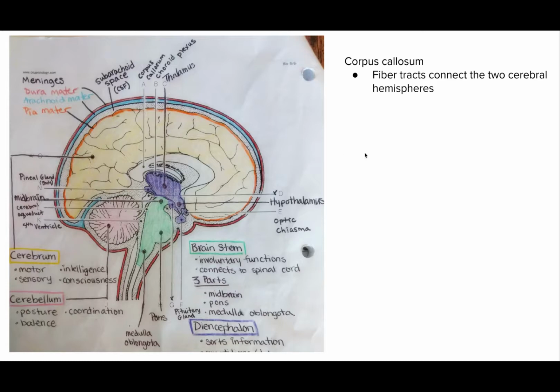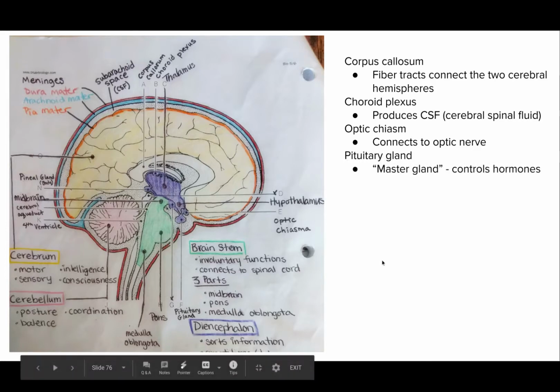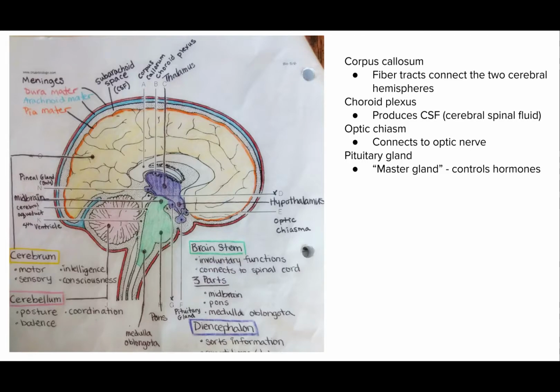The next one we went over was the choroid plexus, and as I mentioned, it produces CSF. You can write CSF if you remember what it stands for. If you don't, then write it out, cerebral spinal fluid. Then we talked about the optic chiasma, and it connects to the optic nerve. The pituitary gland is considered the master gland of the body, and it controls all of your hormones. The pineal gland, or the pineal body, as it's sometimes called, is the gland that produces melatonin. And melatonin is that hormone that controls your wakefulness and sleepfulness.